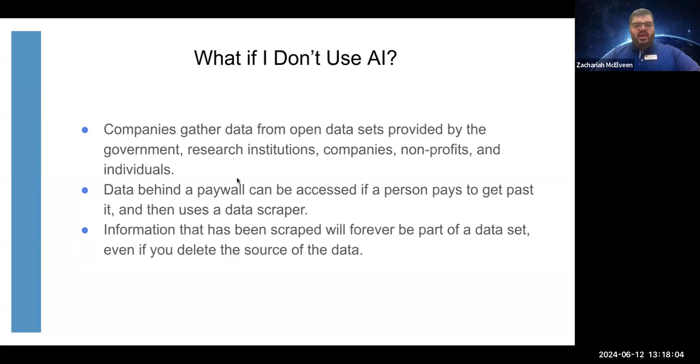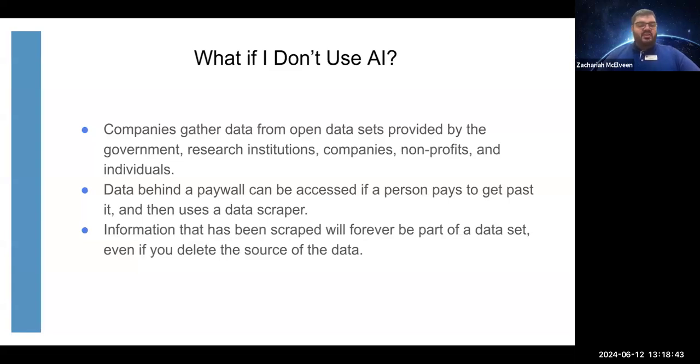Another place companies will gather data from is open data sets that are provided by the government, research institutions, companies, nonprofits, and individuals. There's a lot of data that's just available for anyone to look at and see. And if it's free, then it's probably going to be gathered by these companies. A lot of it is automated. They'll have something called data scrapers that will go through, find data, download it, and add it to the AI for training purposes. So it's not even necessarily people that are doing it. A lot of it's automated by different types of computer systems.